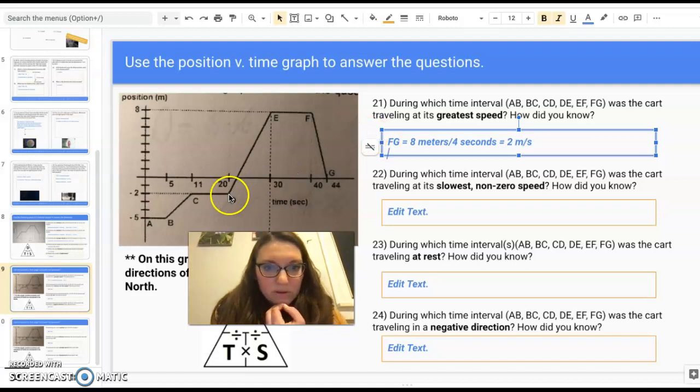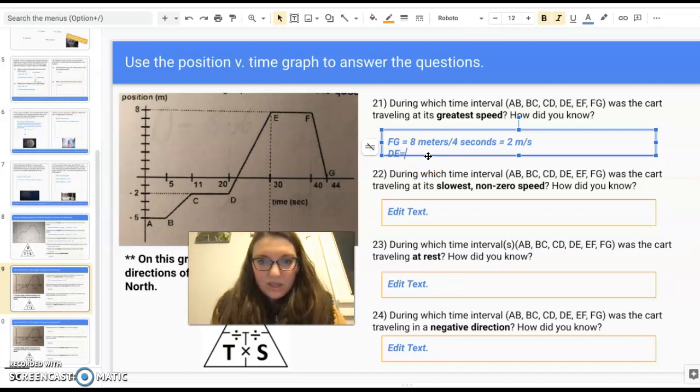Let's think about, so here in 10 seconds, they went from -2 to 8. So during DE, they went 10 meters in 10 seconds. So that equals 1 meter per second. So yeah, I was right when I eyeballed it and I saw that this was the steepest slope. That is true. That was their speed. That's where their speed was the greatest. Okay, I'll put that back.